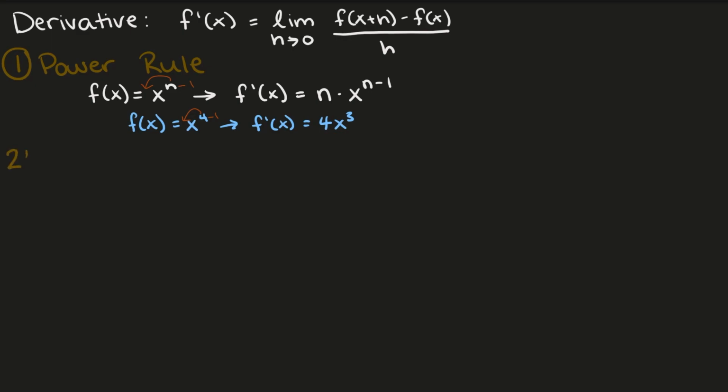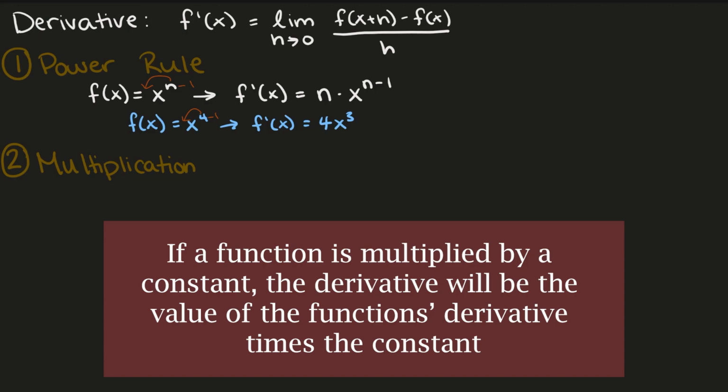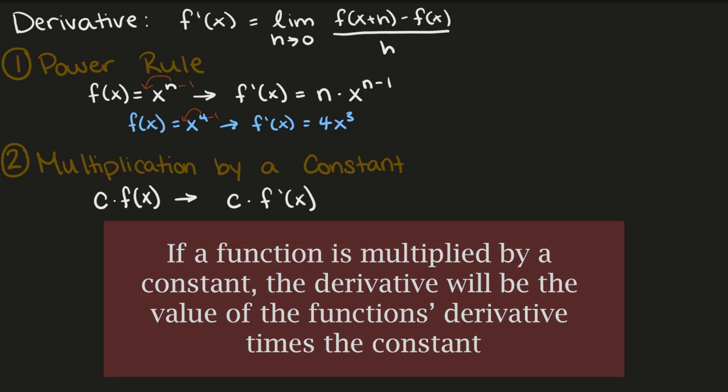Next, we have our multiplication by a constant rule. That says if a function is multiplied by a constant, then the derivative is the value of the function's derivative times that constant. So if we have some c times f of x, then our derivative will be c times the derivative of that function.